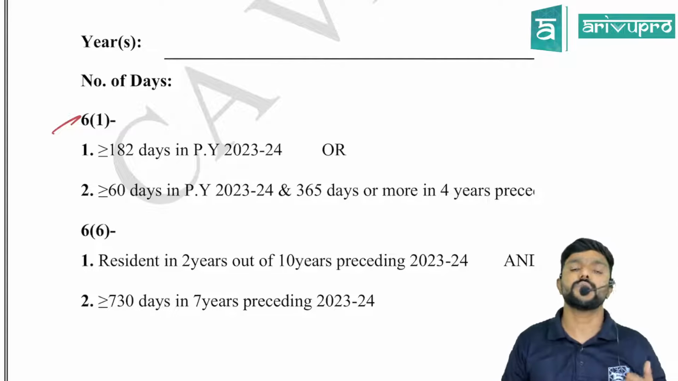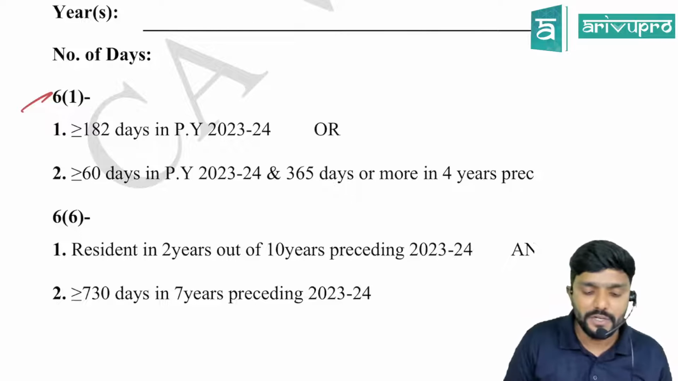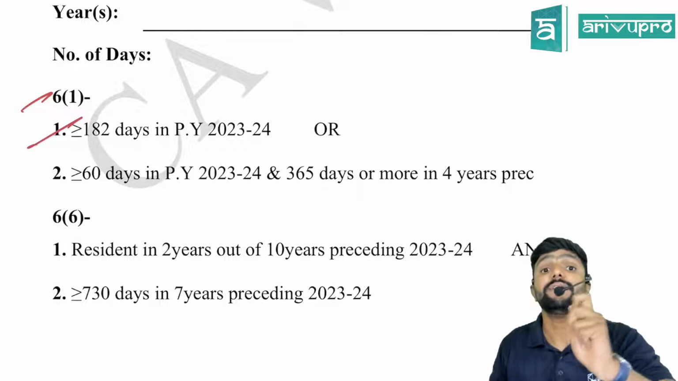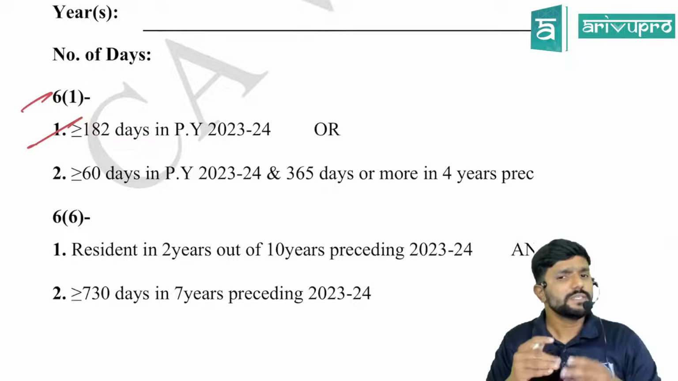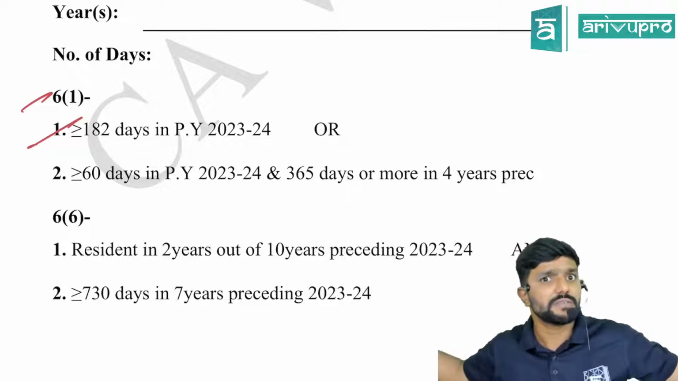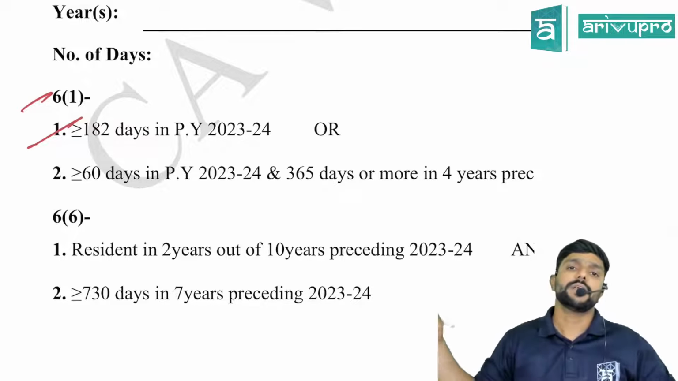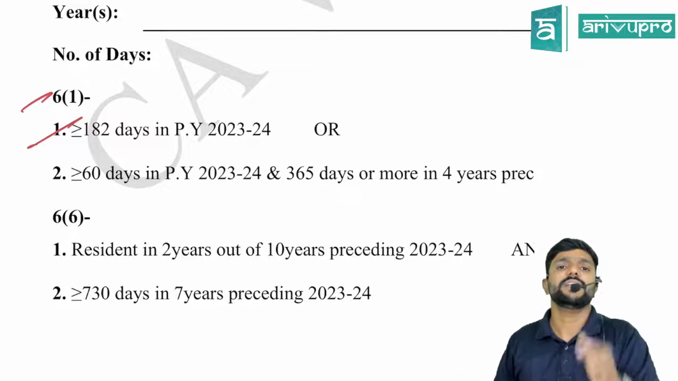Sir, what are those two conditions? You should be in India during the previous year for 182 days or more. Which year? Previous year. Which is your previous year? 23-24. Now, sir, is that 182 days continuous? Once I come to India, should it be continuous? No. Anytime you come and go, totally how many days you were in India.